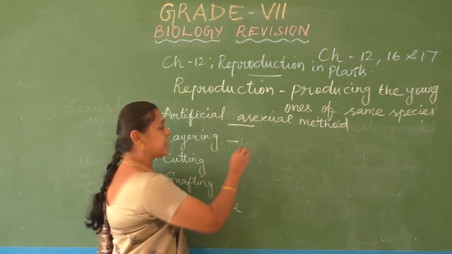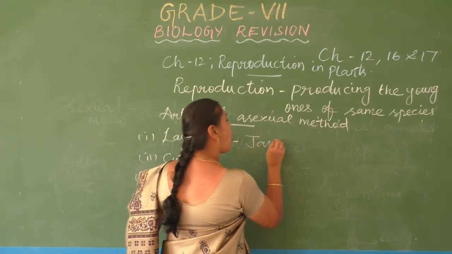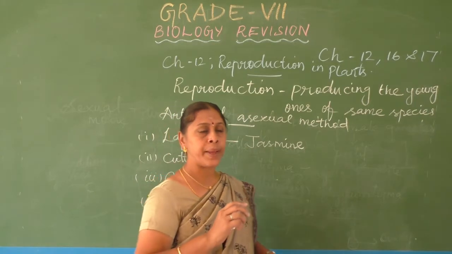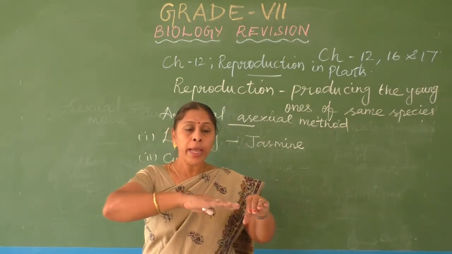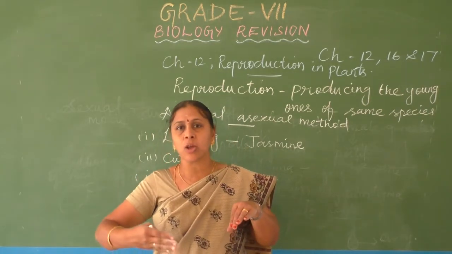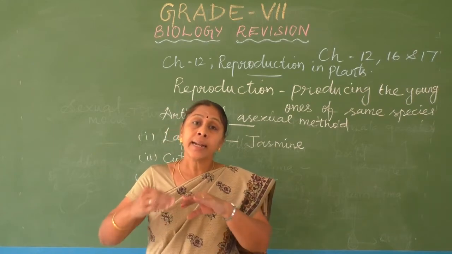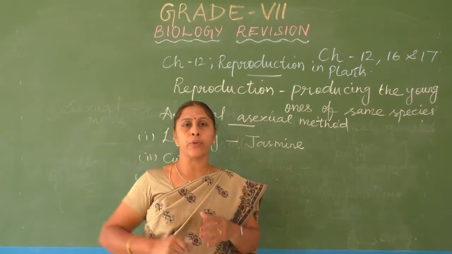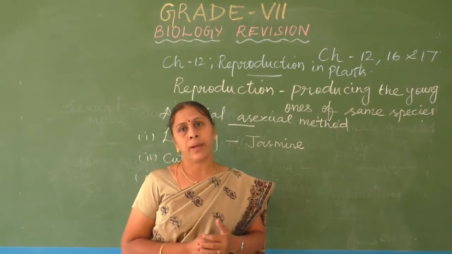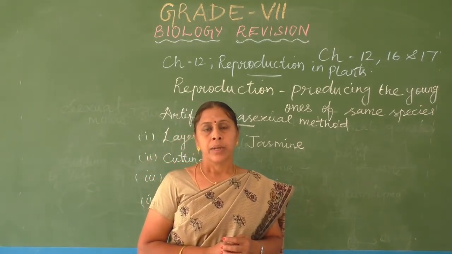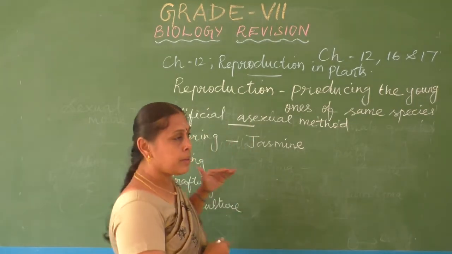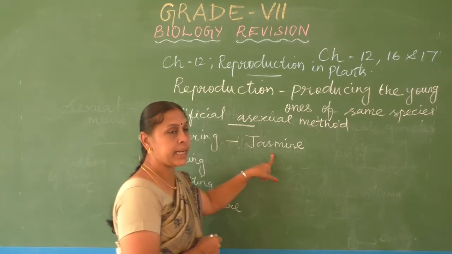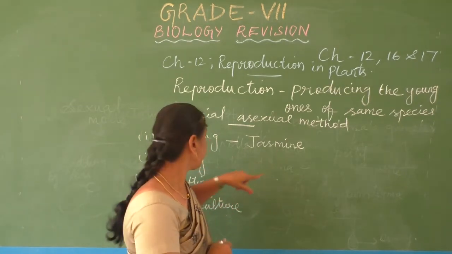In the case of jasmine or any other plant, what we will do is bend the lower branch of the plant into the soil. Then that portion under the soil will develop roots and shoot above the ground, and a new plant will be produced. Such production of new plants is called layering. An example for that is jasmine.